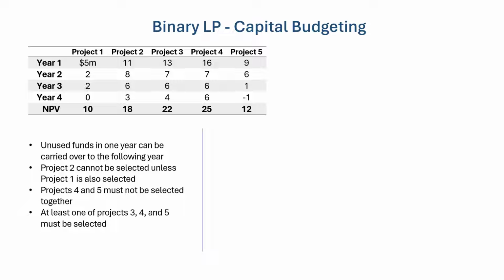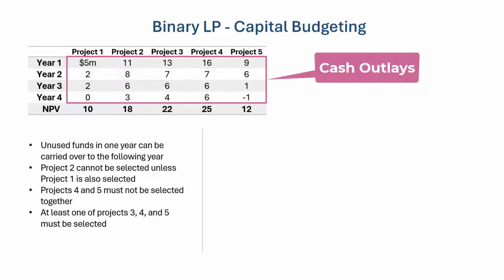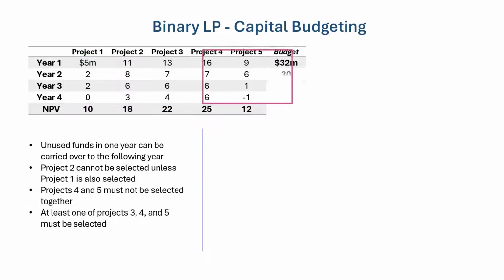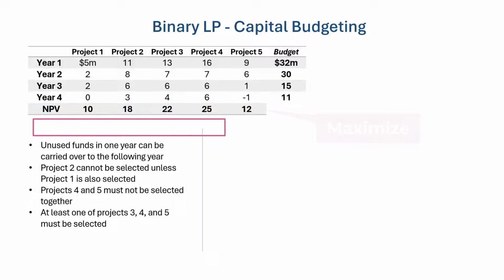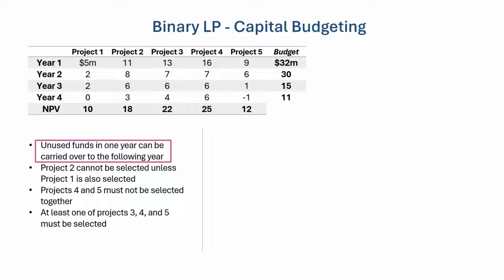Welcome. In this video, I will be formulating and solving a binary LP model for this capital budgeting problem involving 5 projects over 4 years. These are the cash outlays in millions of dollars over the 4 years for the project, and the budget allocation for each year is given here. The objective is to maximize the expected net present values. Unused funds in 1 year can be carried over to the following year, and we have additional logical constraints here.